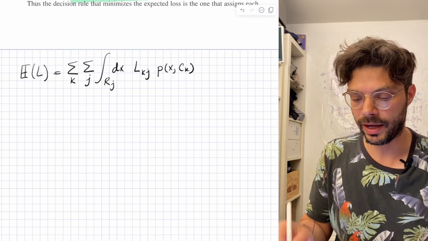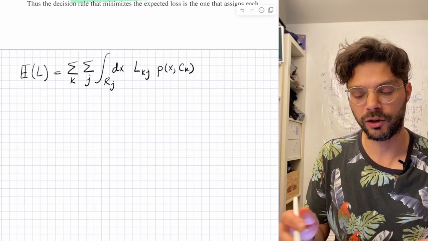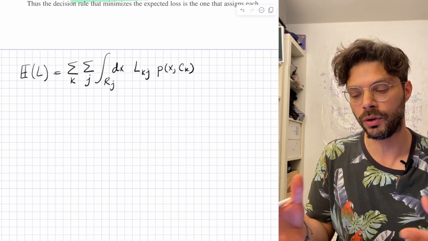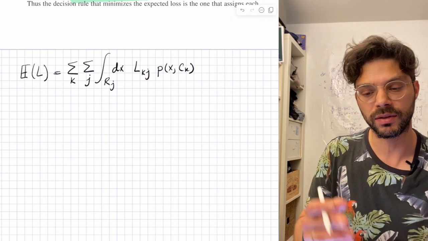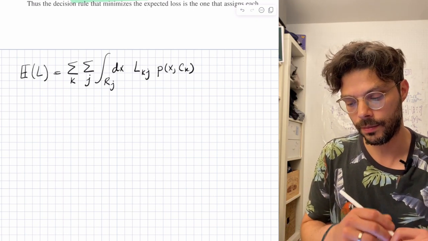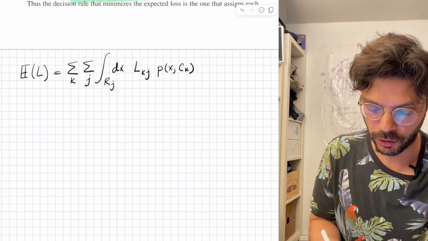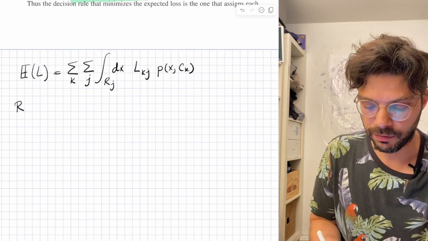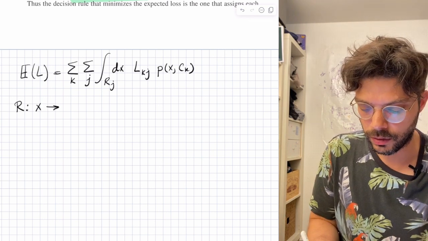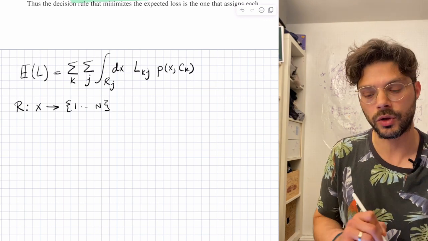I like to write this slightly differently. Instead of picking out these regions, I like to integrate over the whole space and have a function, a rule, that assigns points to regions, to classes. So our aim is to look for a rule R that maps X to one of the numbers 1 to n. That's going to be the J.